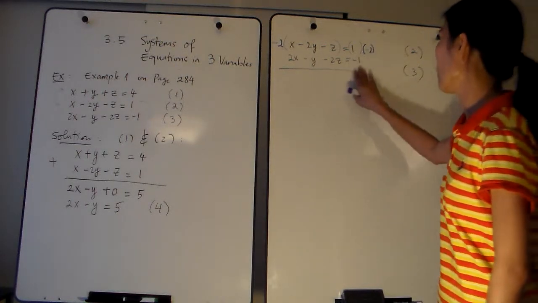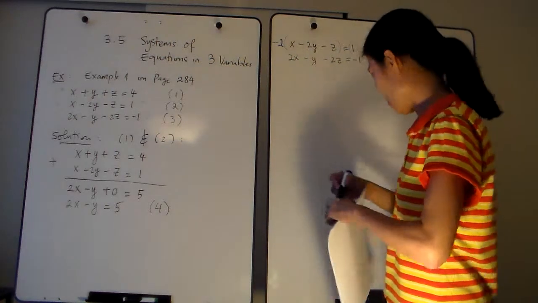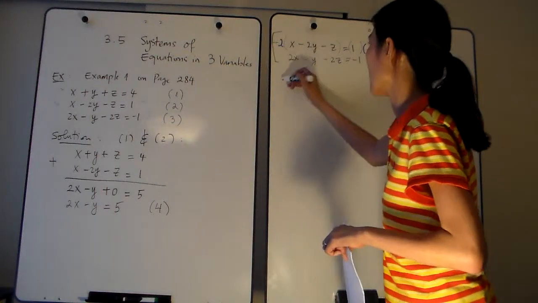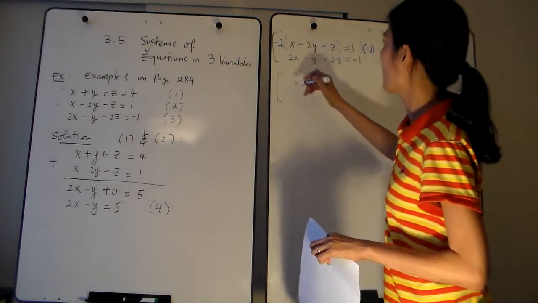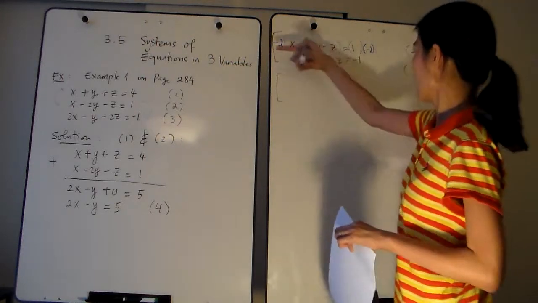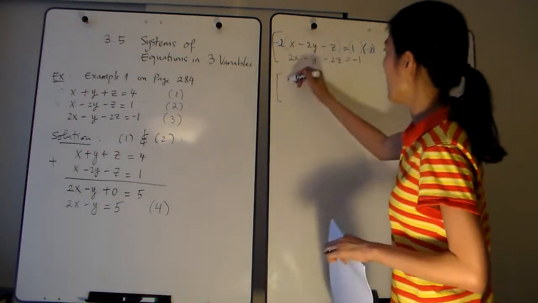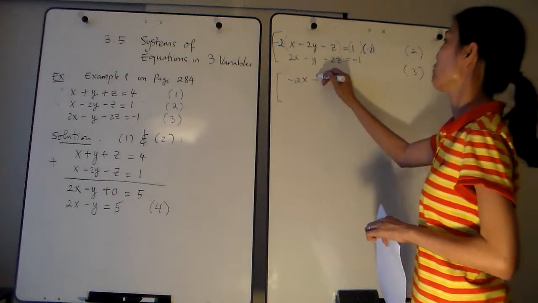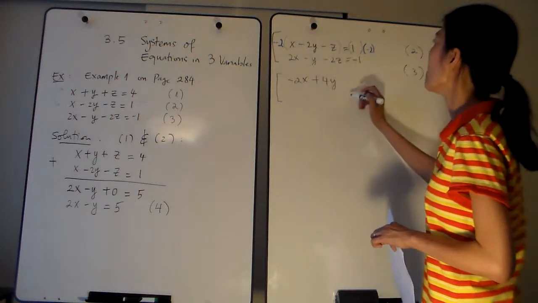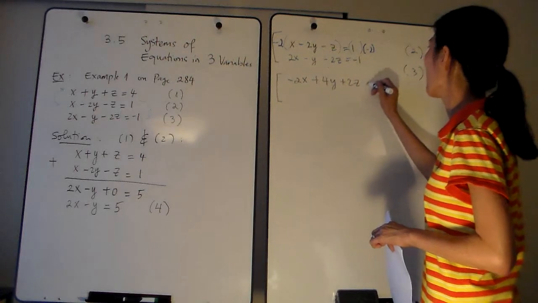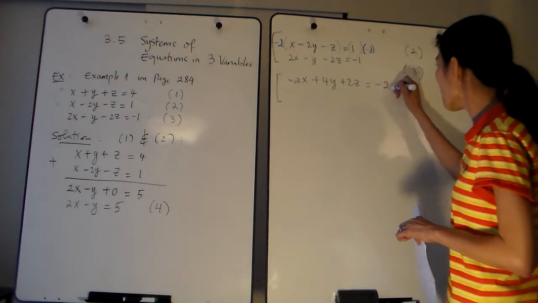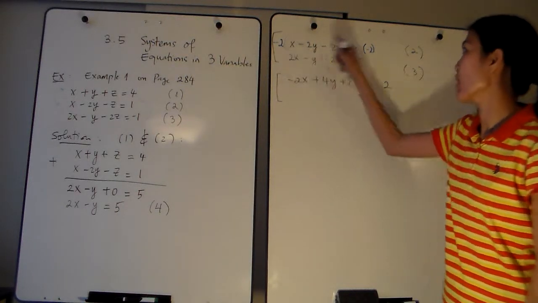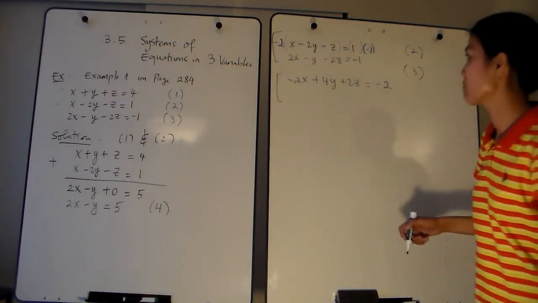So after I multiply that, let me use braces just to show the thought process, or brackets, doesn't matter. For this one right here, I have multiplied the first line, which is equation 2. Negative 2 times x is negative 2x. Negative 2 times negative 2y is positive 4y. Negative 2 times negative z is positive 2z. Negative 2 times 1 is negative 2. Remember, when you multiply a constant to an equation, you need to multiply on both sides.